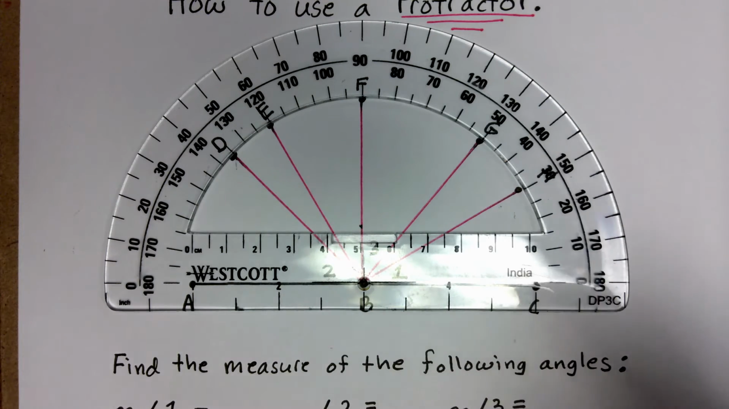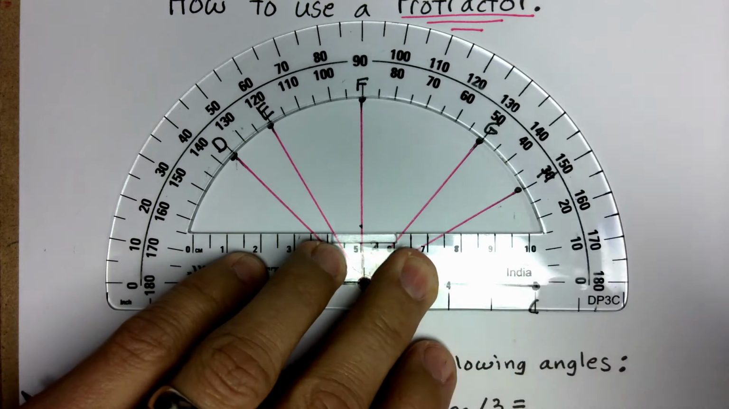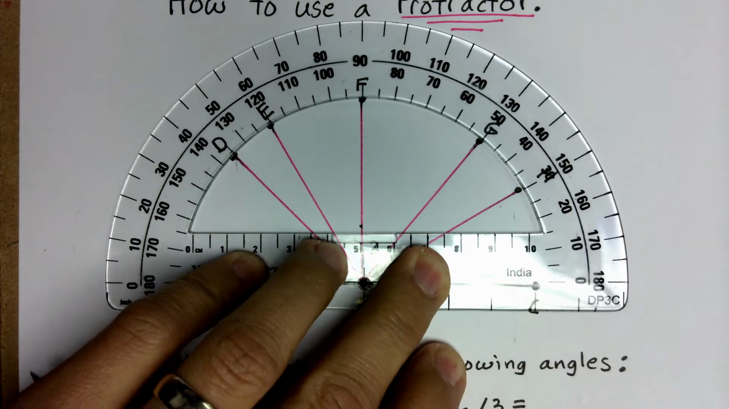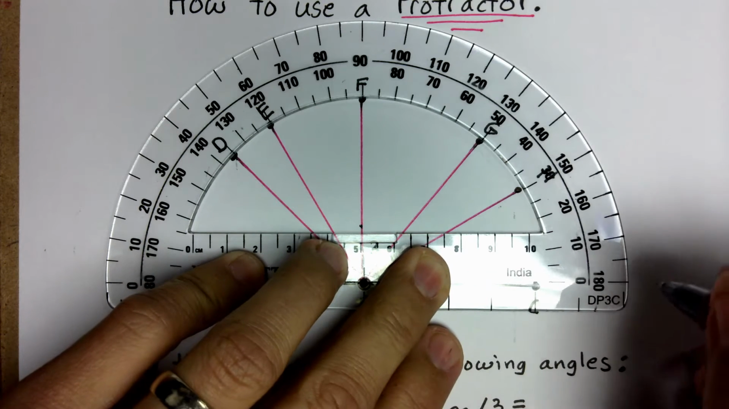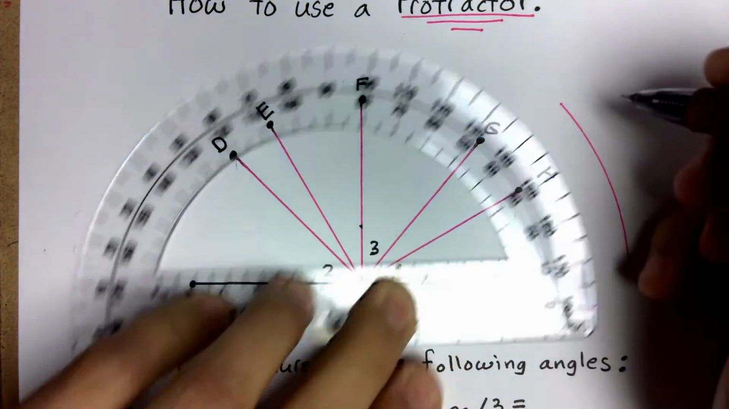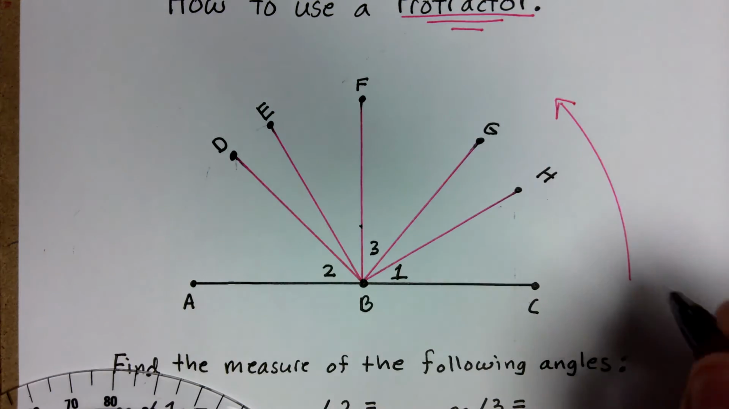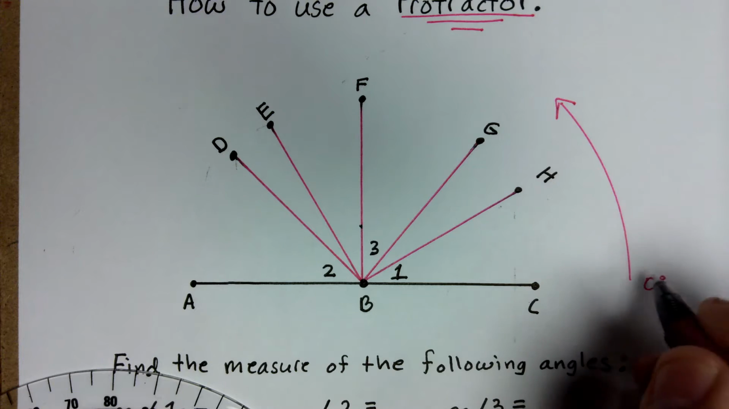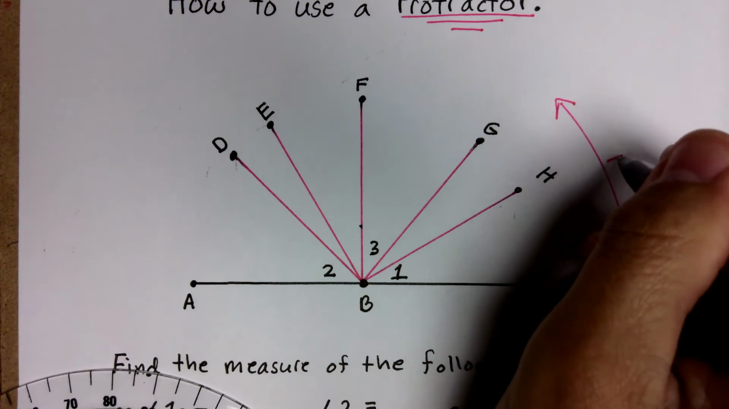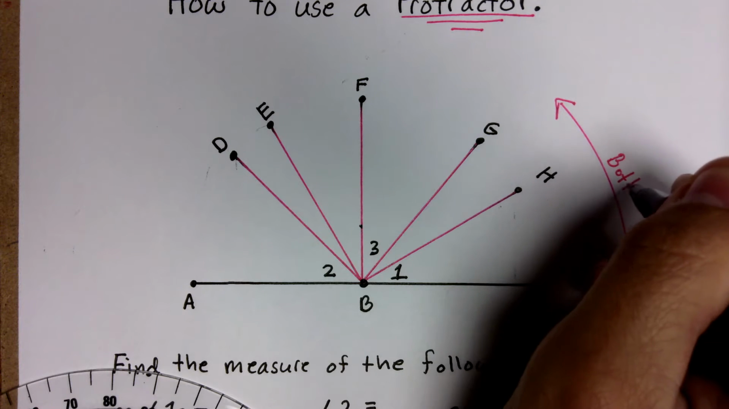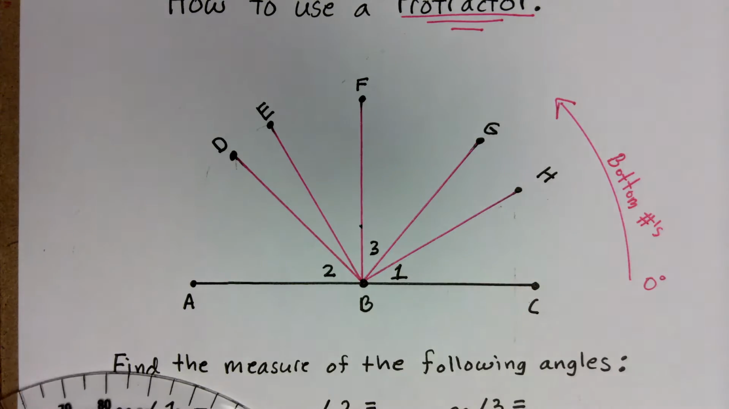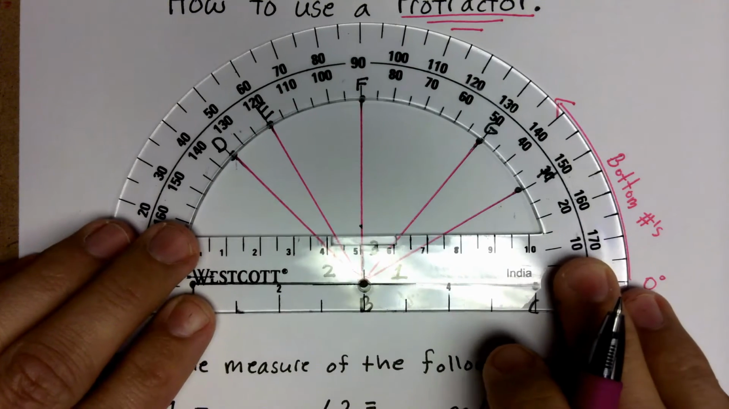And so what I want to mention with these two sets of numbers is you use the bottom set of numbers if you're trying to determine what the angle is, and you're looking at it from right to left. So in other words, if you're starting here at 0 degrees and then you're going over to the left, you're going to be using your bottom numbers on the protractor. I'll put this back up there so you can see.